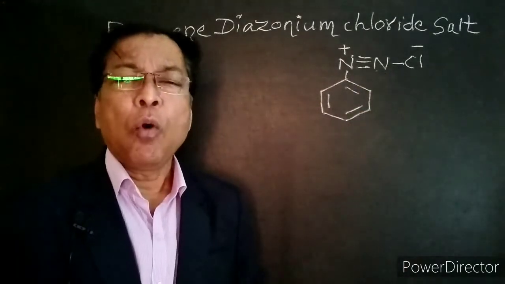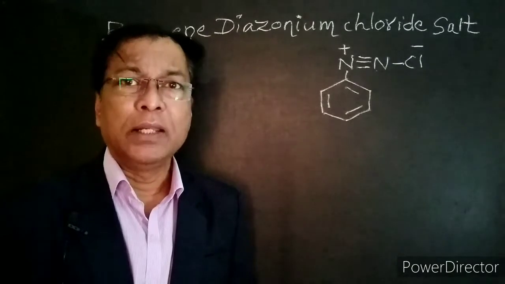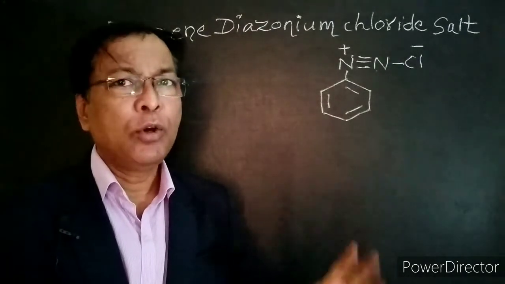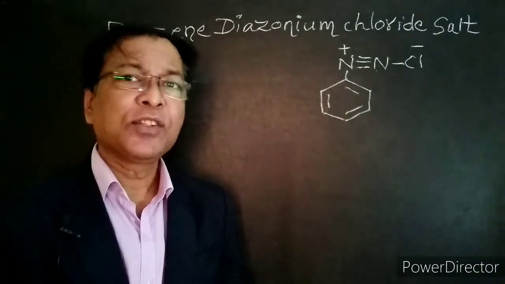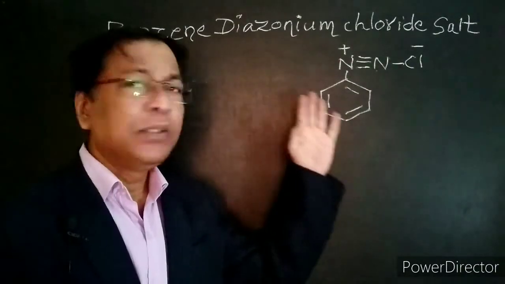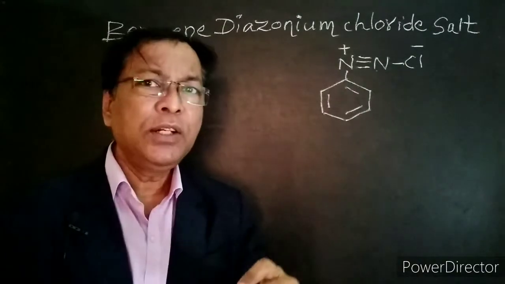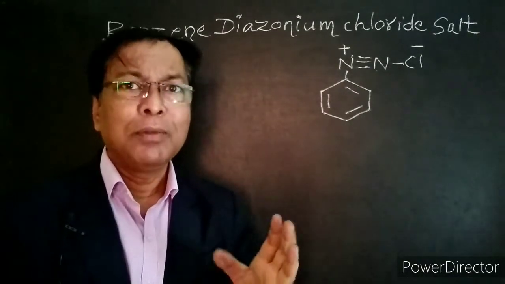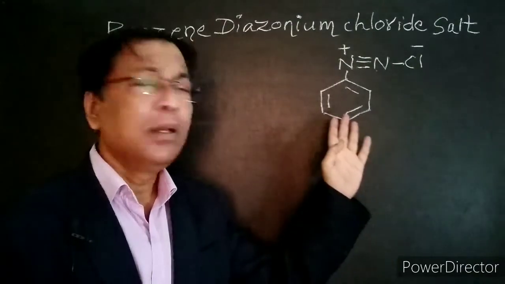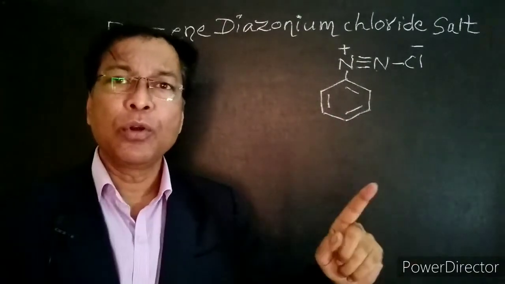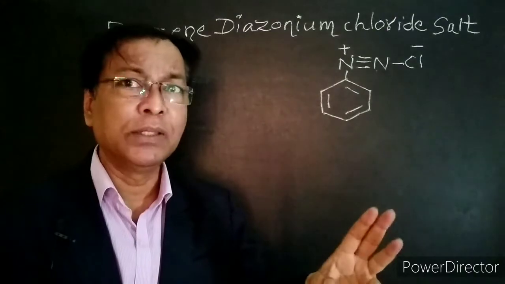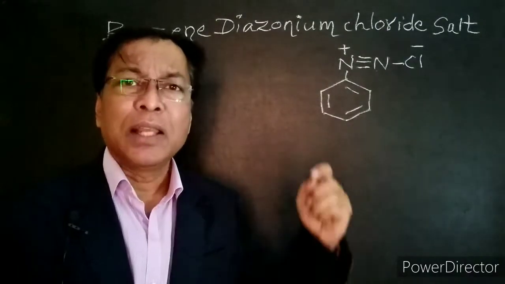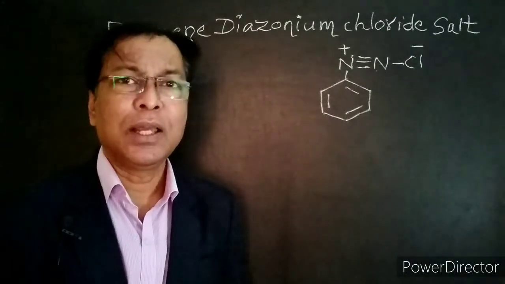We can prepare all four types of haloarenes, that is fluorobenzene, chlorobenzene, bromobenzene and iodobenzene more conveniently and satisfactorily from benzene diazonium chloride. The scientist Sandmeyer gave the idea and procedure, that is the method, to convert benzene diazonium chloride into chlorobenzene, bromobenzene and cyanobenzene. So in order to honor Sandmeyer, the reaction is named Sandmeyer's reaction.